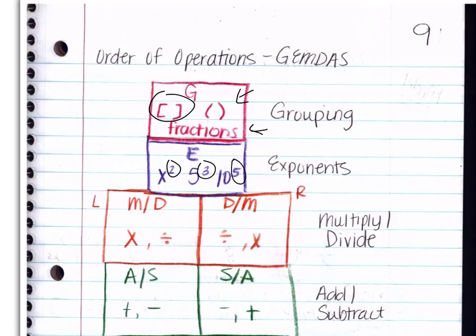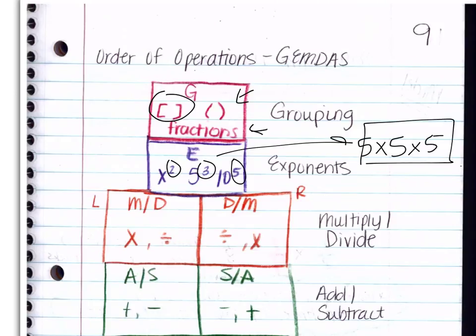So remember what this means. So for over here, this means you'll do 5 times 5 times 5. So there are 3 5s that matches your exponent, and you multiply it by itself. This one is x times x, and this one would be 10 times itself 5 times.